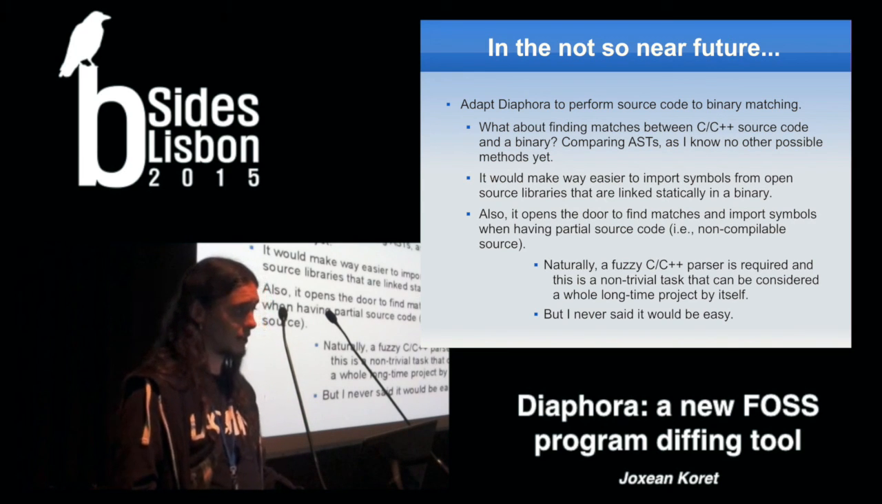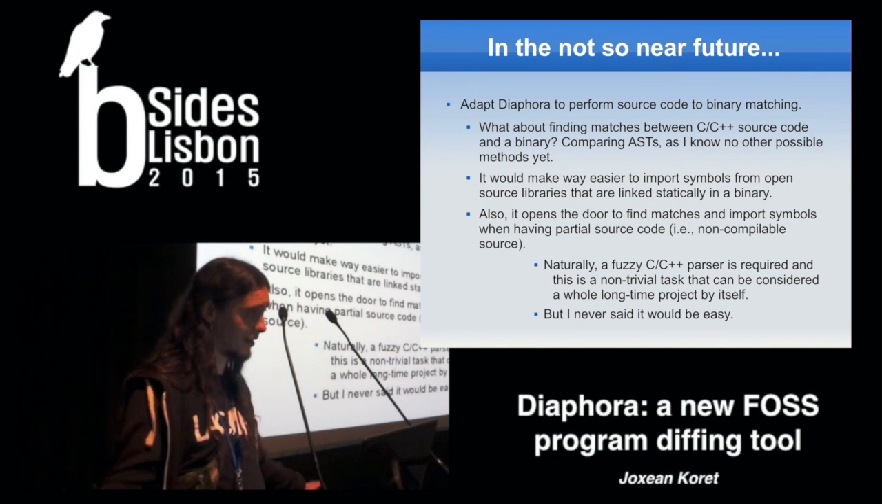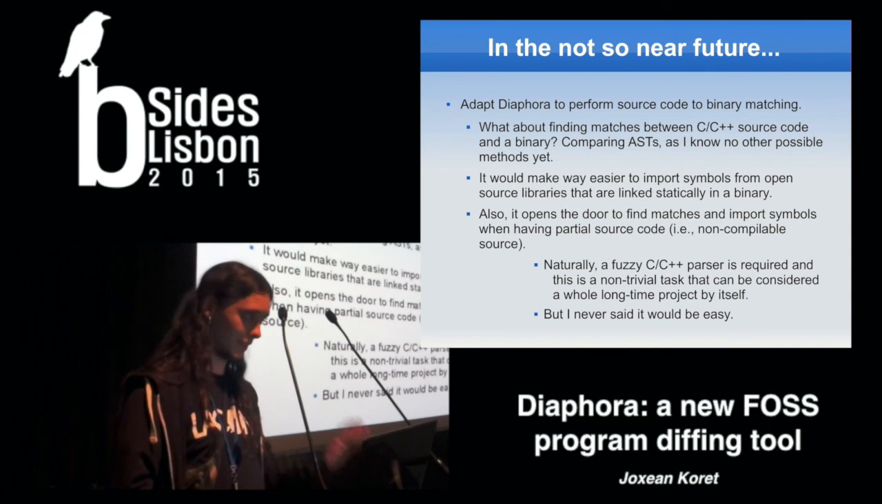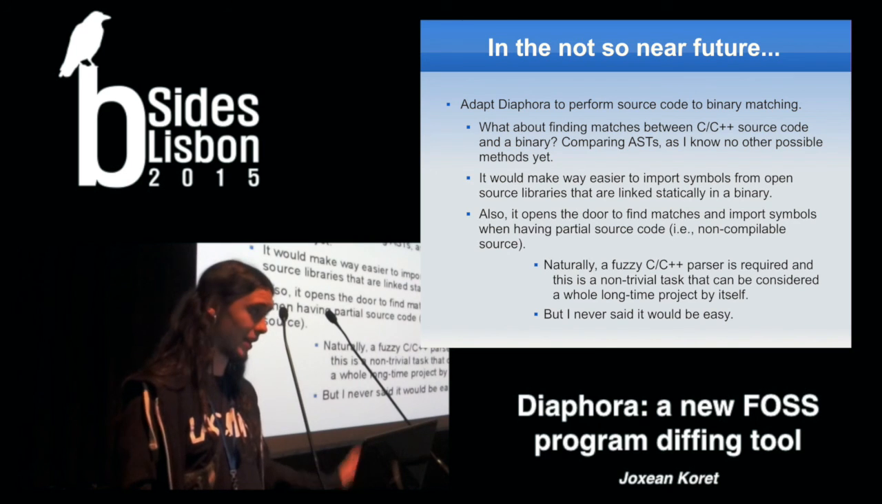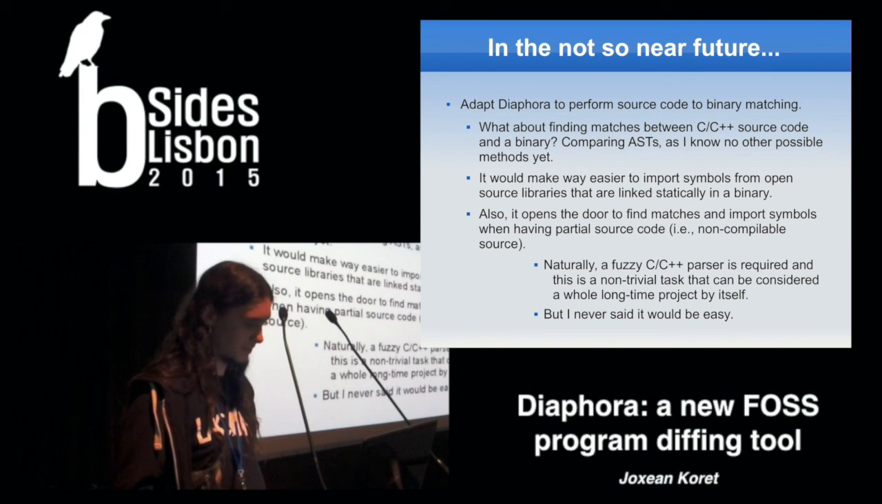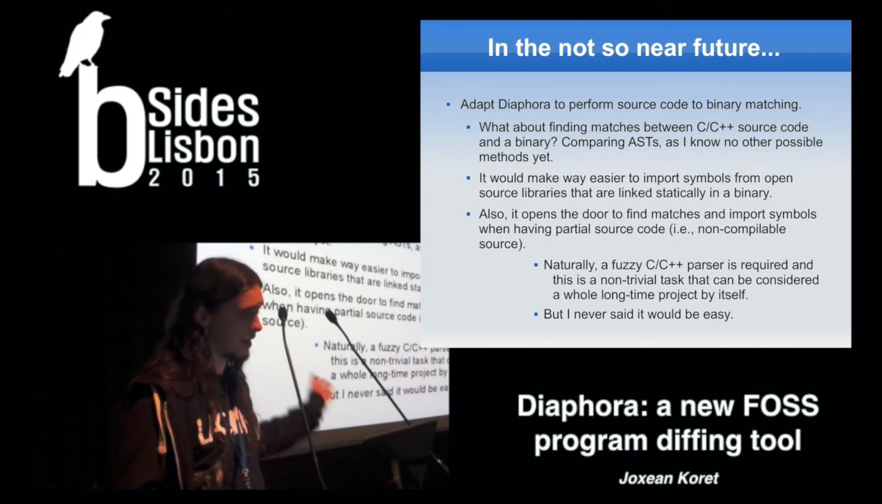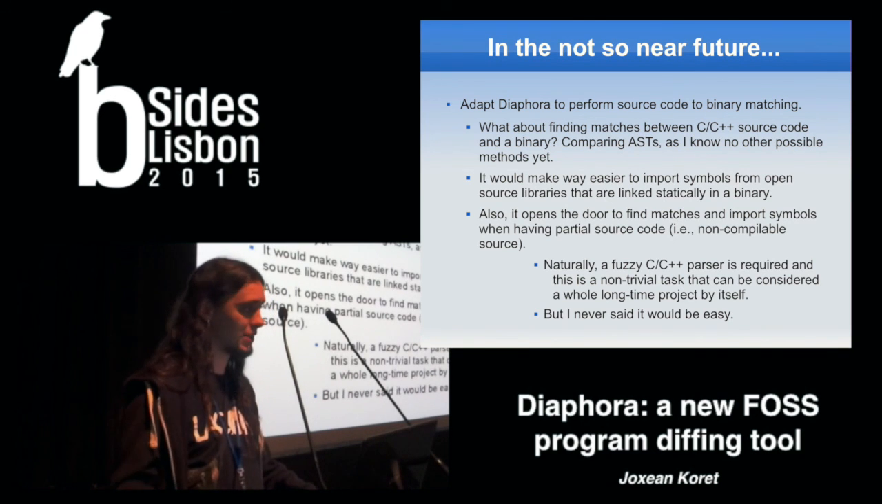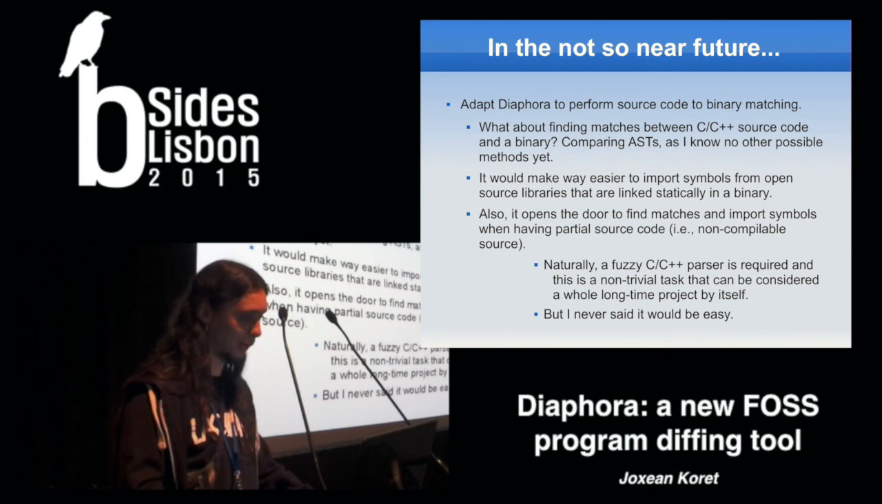I plan to do it by comparing the abstract syntax tree from both the source code and the decompiler-generated one. It's not easy at all. I plan to do it in maybe, if I'm lucky and I have enough time, 2 to 3 years, so it's not tomorrow. Naturally, I need a fuzzy C++ parser to generate the abstract syntax tree from C++ or C source, but this is a non-trivial task that by itself is a whole project. So it's not going to be available tomorrow.